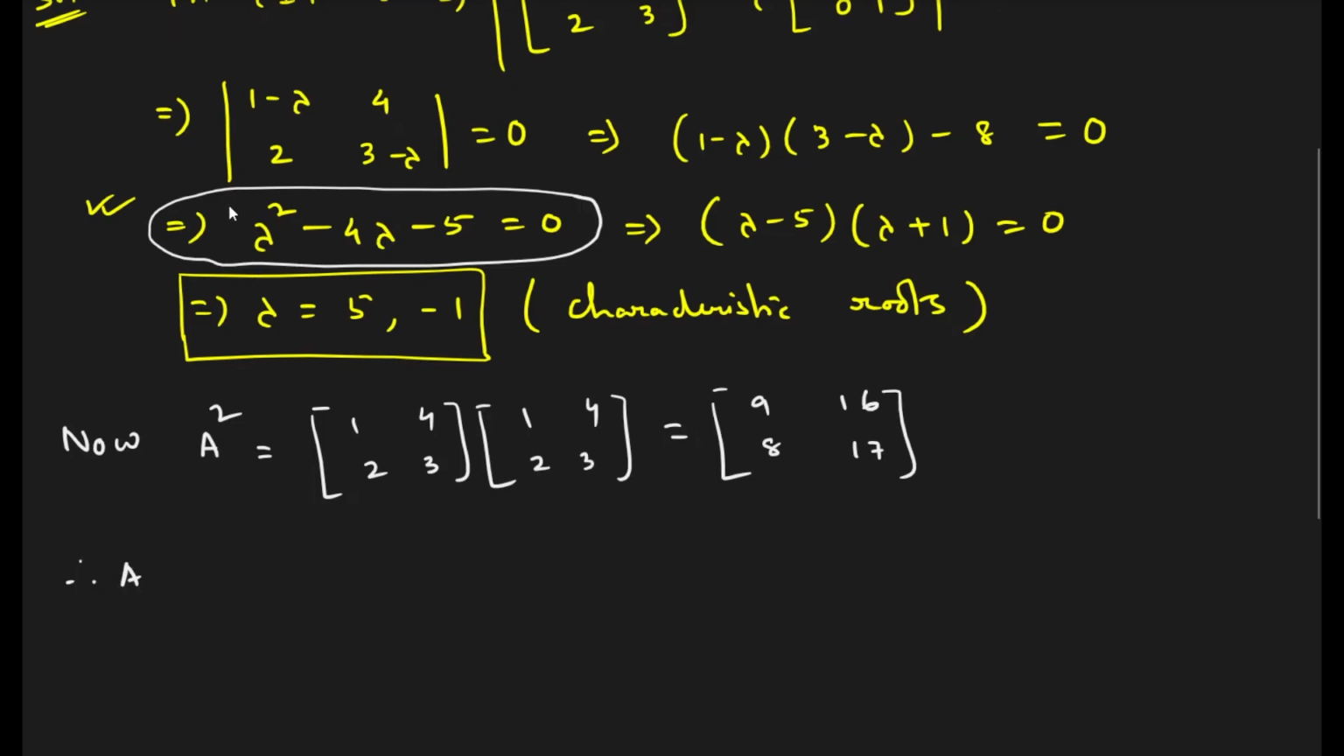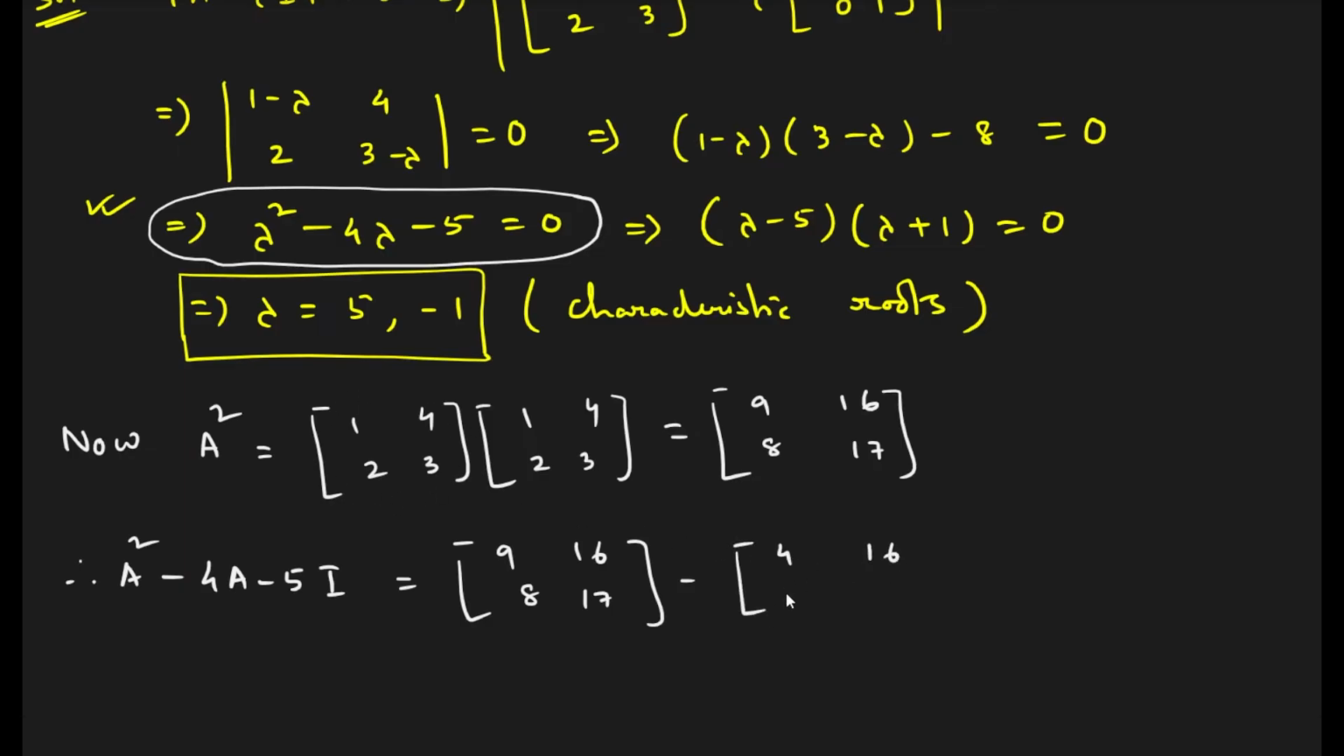So therefore now we are taking this particular equation but with capital A. Lambda will be replaced by A. So it's A square minus 4A minus 5I. Okay, because the other two are matrices, we cannot write a scalar, so that has to be 5I. Now A square is our 9, 16, 8 and then 17, minus 4A. So we have to multiply this matrix A with 4. So it will become 4, 16, 8 and then what? 12. And then finally minus 5I. So 5 into I is 1, 0, 0, 1. So after multiplying with 5, 5, 0, 0, 5.